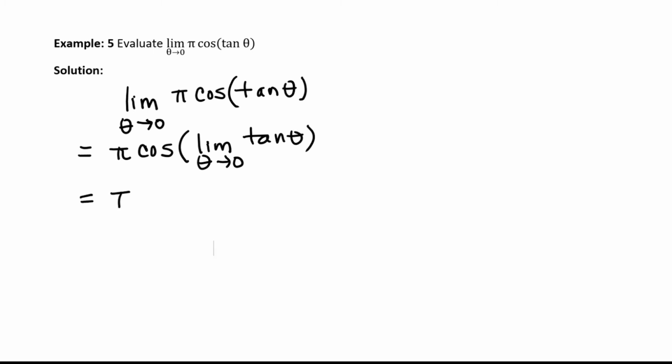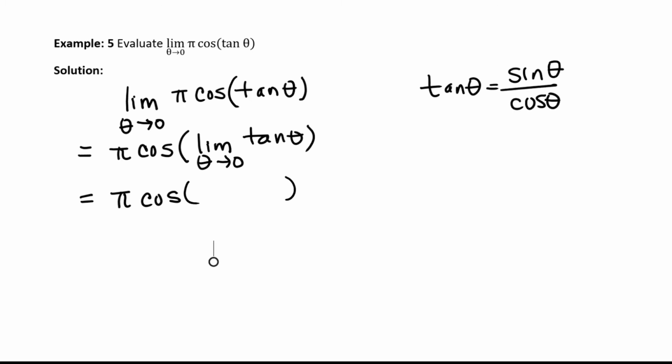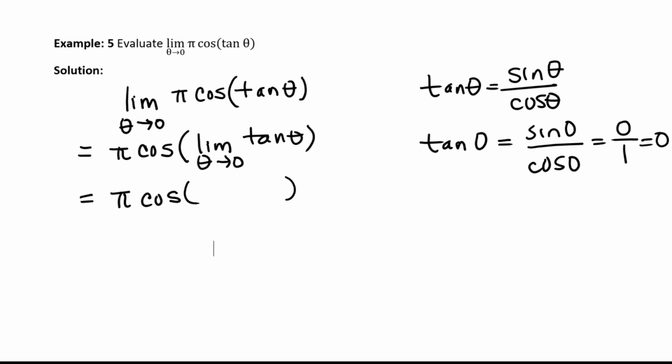Continuing, you'll have pi times the cosine of, and if tangent goes to 0, you may want to think back on the trig. Remember, tangent theta is sine theta over cosine theta. And if we were to evaluate at 0, then the tangent of 0 is the sine of 0 over the cosine of 0. 0 over 1 is just 0. For the limit as theta approaches 0 of tan theta, we put in 0.